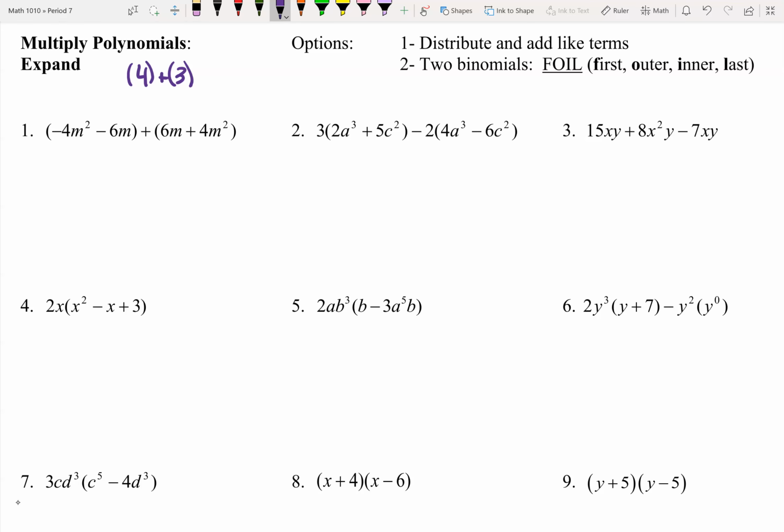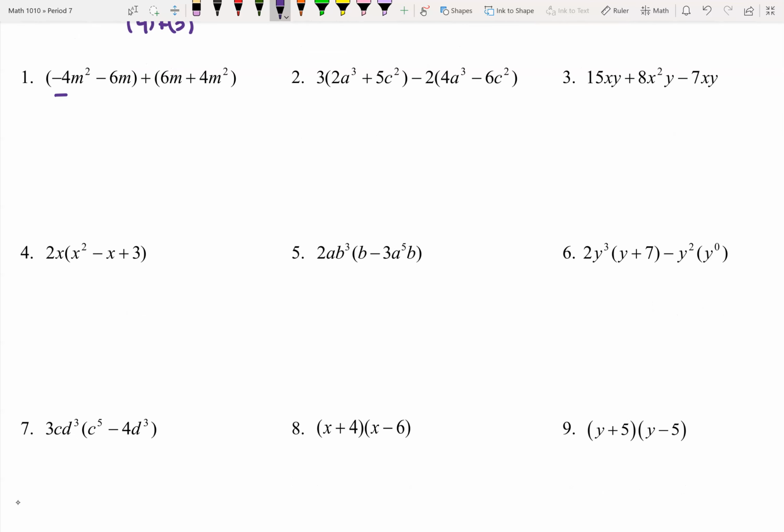So look at question number 1. I have this guy right here that I'm adding to that guy right there. If you look at the first set of parentheses, if you look in front of that, there's nothing that I'm distributing, so those parentheses were completely unnecessary. So I'm just going to write it down without the parentheses, okay?